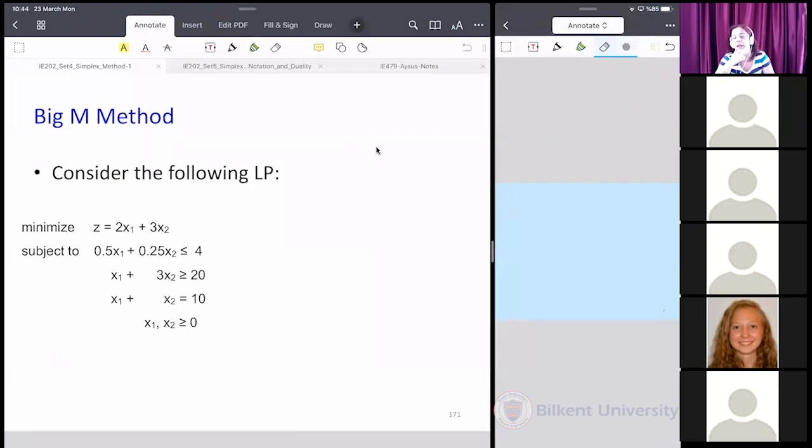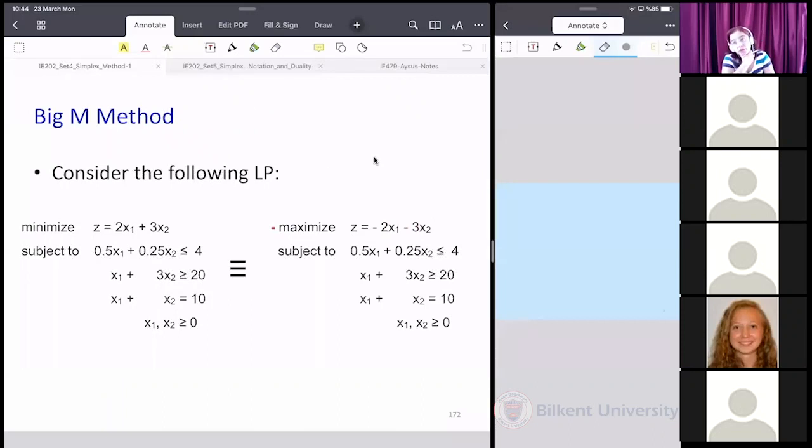Okay, so we have an LP that's shown here. We're going to minimize something subject to 3 constraints and 2 variables, as you see on the board here. As you have already studied long before, you need to convert this to standard form first, right? So we go to maximization first. Minimizing something is equivalent to maximizing the negative of it. So we're going to maximize minus z, which is minus 2x1 minus 3x2, and the constraints are the same.